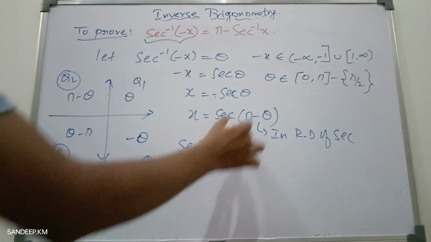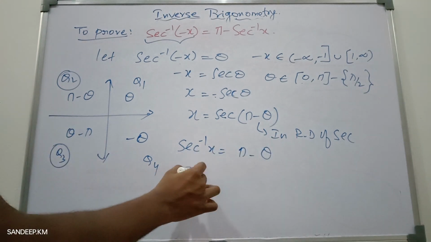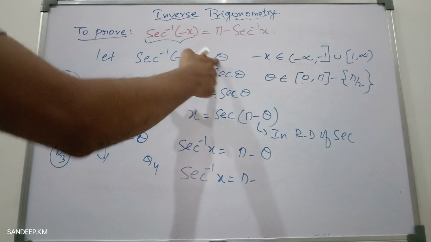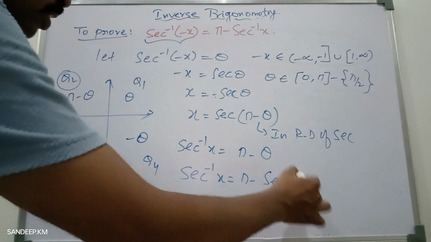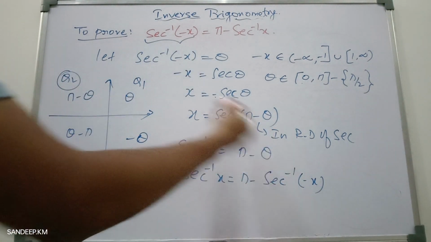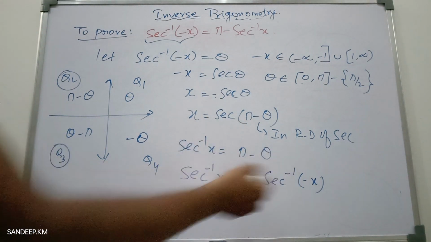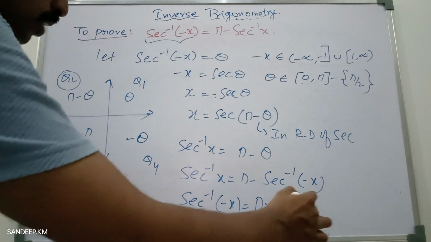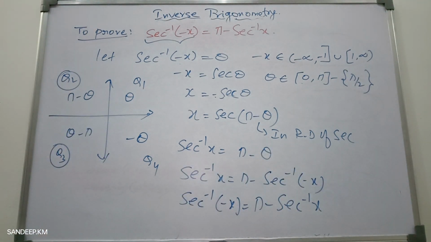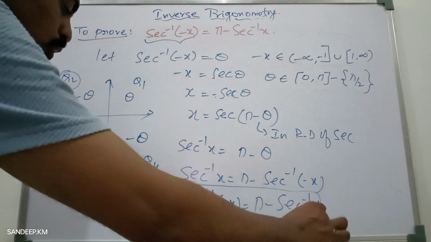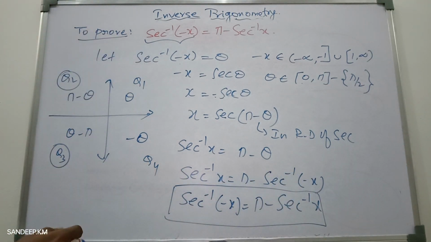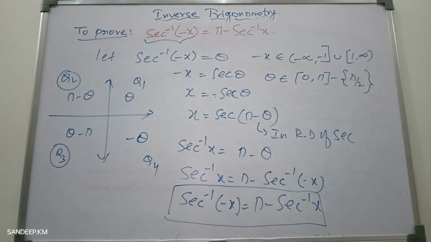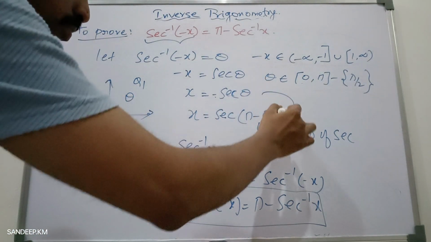Now secant inverse x is equal to pi minus theta. What is theta here? Theta is secant inverse of minus x. Take minus secant inverse x, take this left side and take it to that side. So secant inverse of minus x is equal to pi minus secant inverse of x. You got it? So I have proved 2 properties out of the 6. You try the remaining, certainly you will get the answer. There is no doubt in that. The decision making step is this.